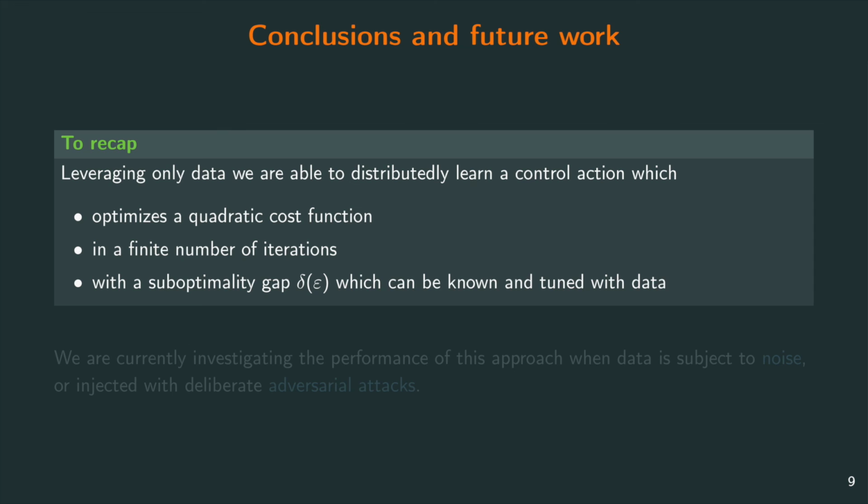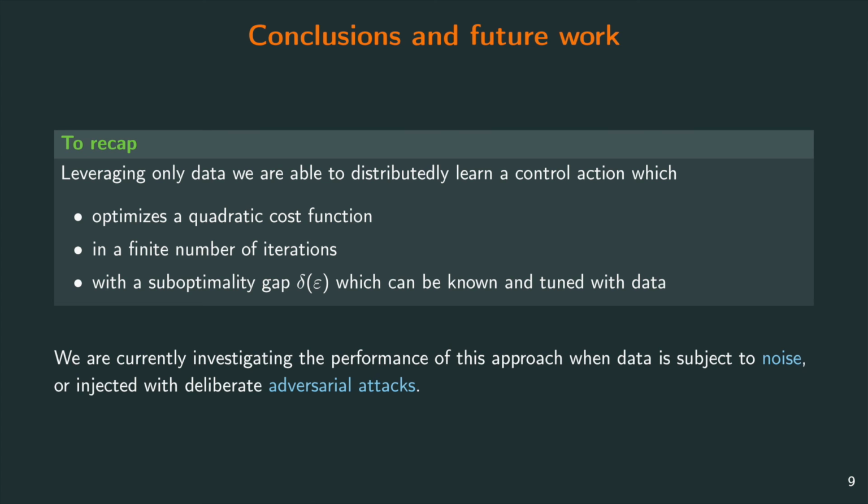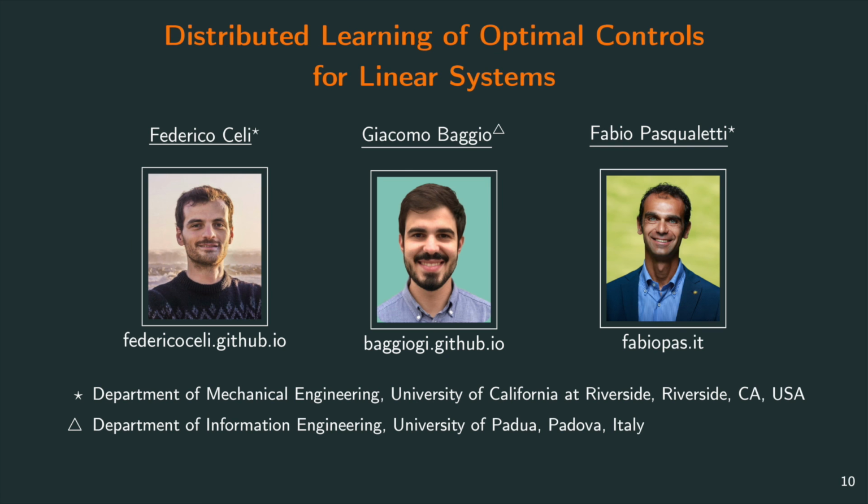In conclusion, in this video we ran a series of experiments in order to design a direct data-driven control, which is distributed among agents of a network and optimizes a quadratic cost function with a constraint on the final state of the system. It does so in a finite number of iterations and with a suboptimality gap which can be known and tuned with data. We are currently investigating the performance of this approach when data is subject to noise or is injected with adversarial attacks. I hope that you found this video interesting and informative.